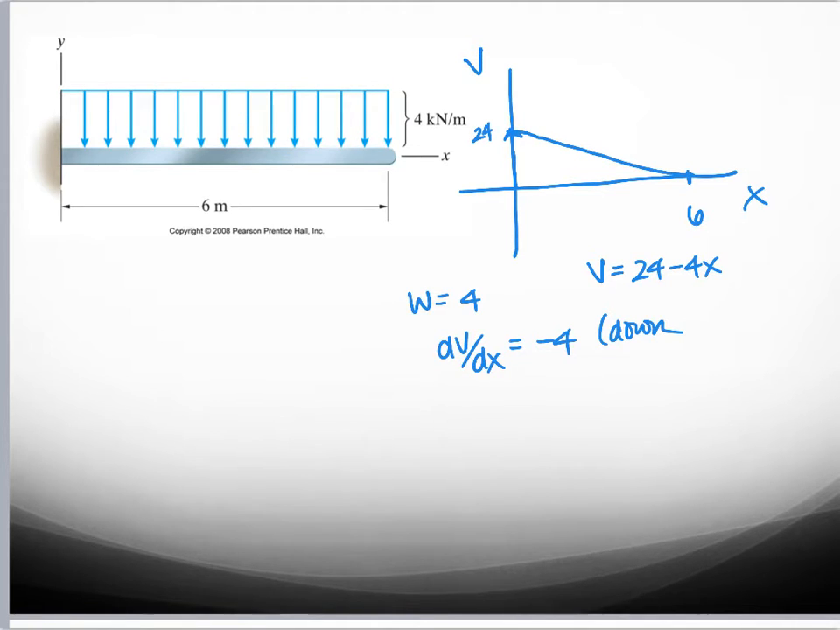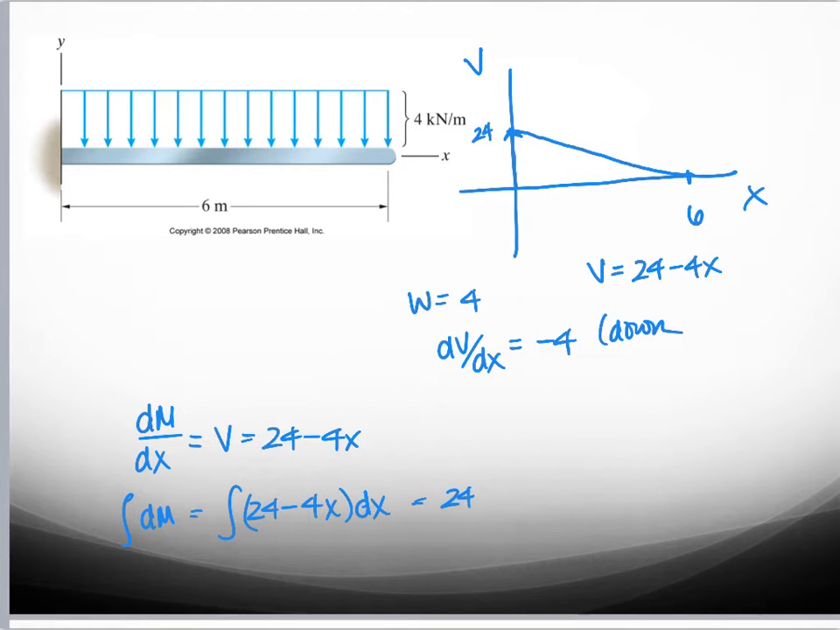For the bending moment, I know that dM/dx is equal to V, which is going to be equal to 24 minus 4x. So M is going to be the integral of 24 minus 4x dx. And so that's going to be 24x minus 2x squared.